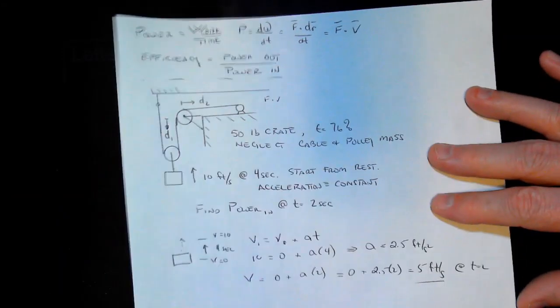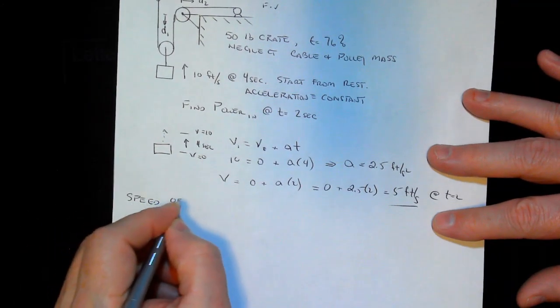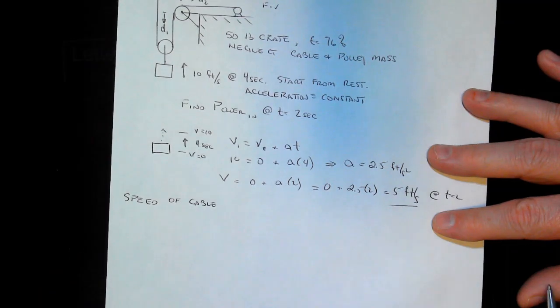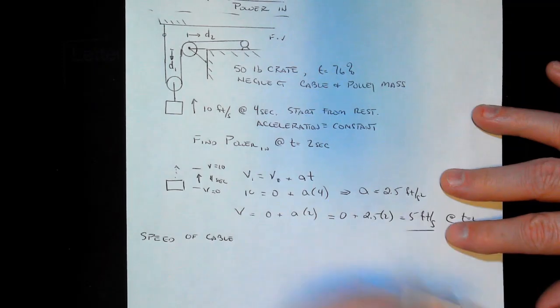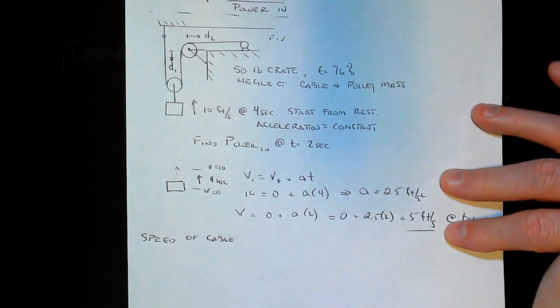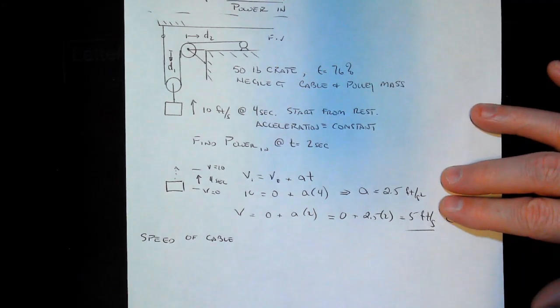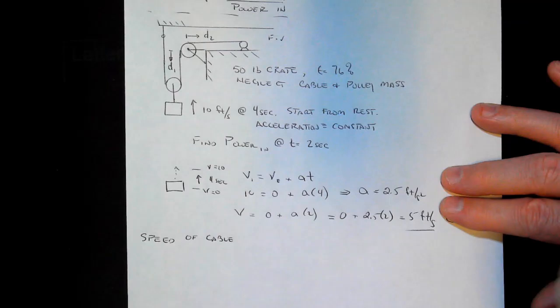Speed of cable. Let's figure that out. Okay. Now what you want to recall is when you deal with a pulley, the key is that we assume the rope does not stretch. Whether it's a chain, it does not shrink. So the idea is to come up with an equation like so.